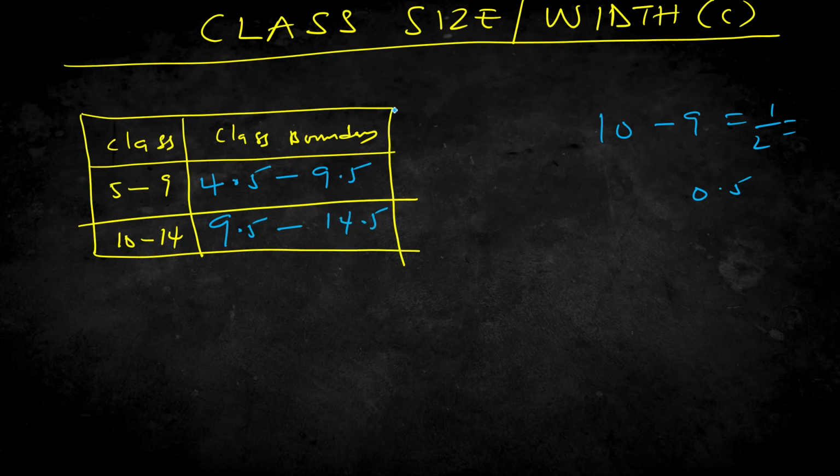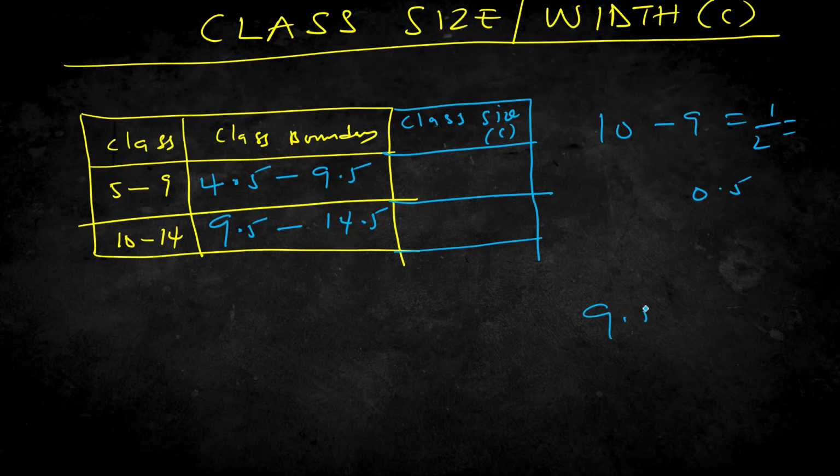So let's create a column for the class size now that we know the class boundaries. So we have class size. What we are going to do is to find the difference here. So we have 9.5 minus 4.5, so we have 5, so this side is 5.